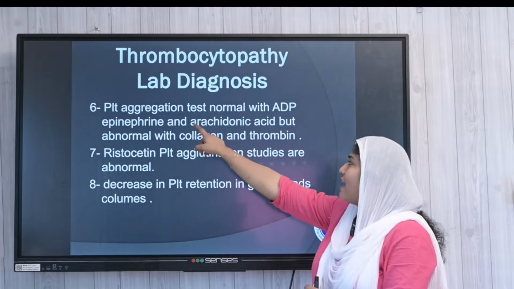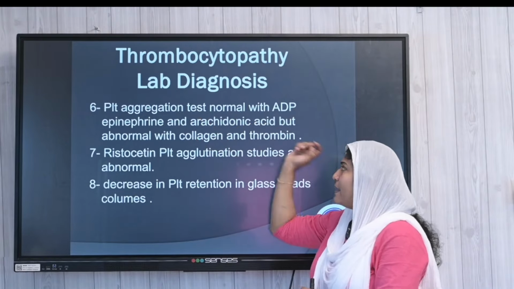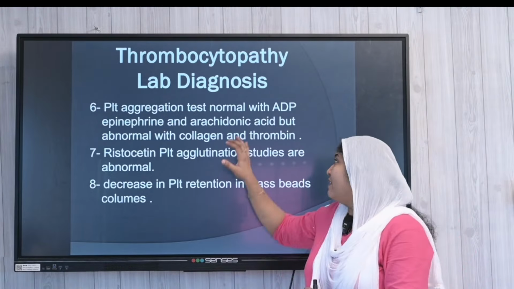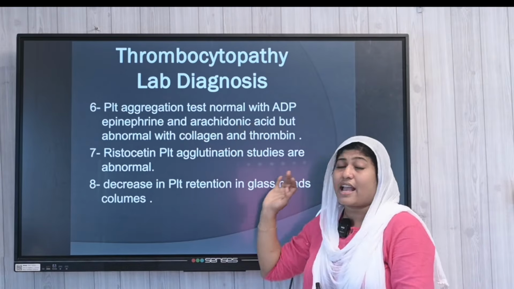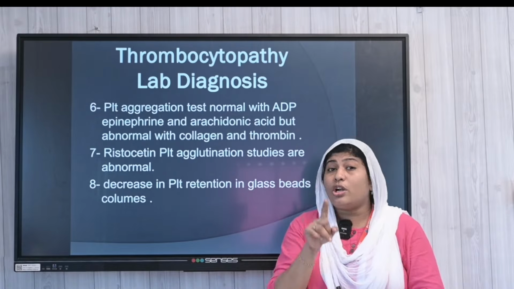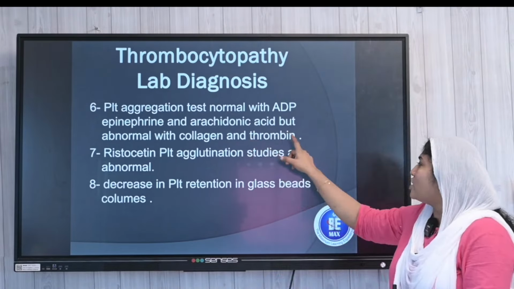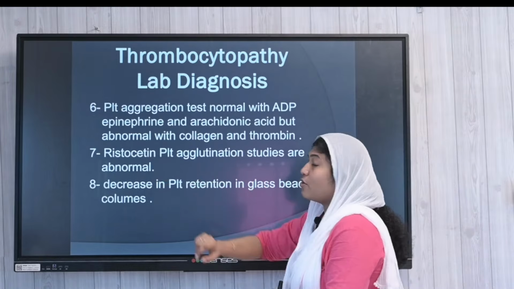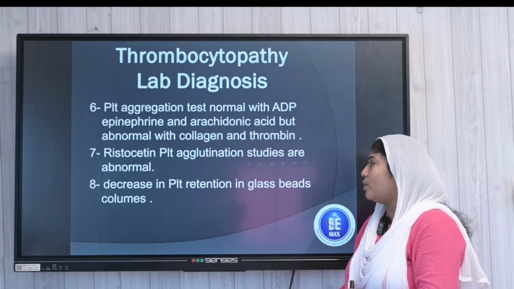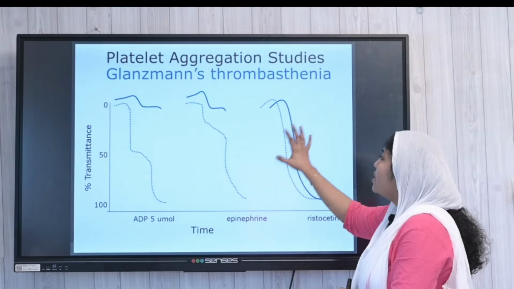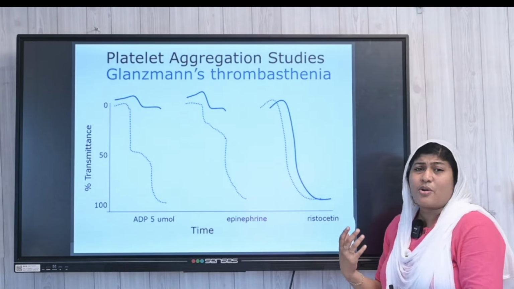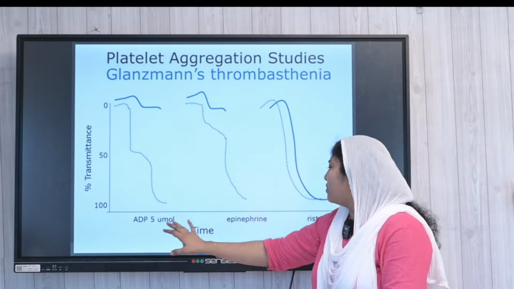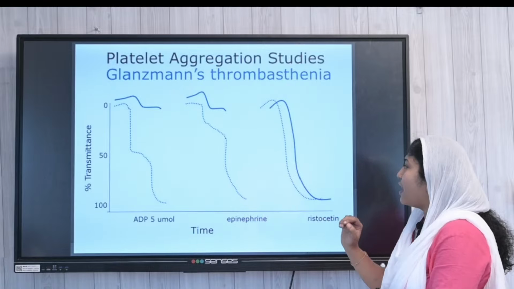See, platelet aggregation test is normal with ADP, epinephrine, arachidonic acid. A patient with Bernard-Soulier, with the ADP, epinephrine, arachidonic acid, does not have any problem. Only a problem with the collagen, thrombin and ristocetin. So mainly we are checking the ristocetin abnormality in case of Bernard-Soulier and von Willebrand's disease condition. So this is the pattern. See, we can use any of the agonists. Basically we are using 3 agonists: the ADP, epinephrine, and ristocetin.